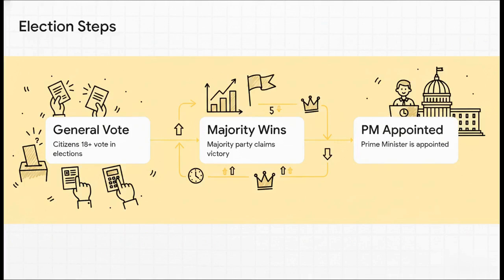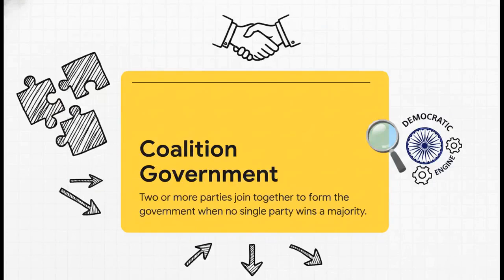But what happens if things aren't so clear-cut? Now, what's really interesting about this setup is how the system adapts when the vote is actually split. In situations where no single party manages to pull off an outright majority, a coalition government is formed. That basically means 2 or more political parties have to sit down, negotiate, compromise, and join forces to form the government. It's a really fascinating display of political teamwork, all required just to keep the democratic engine running smoothly.